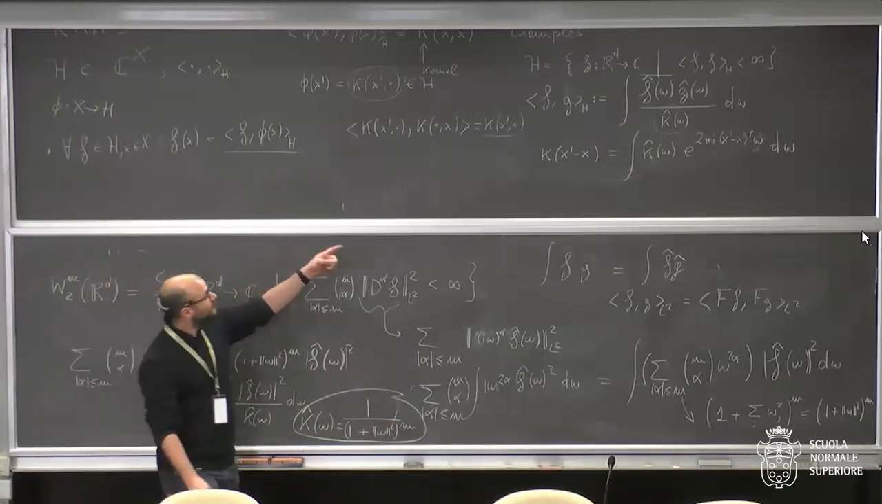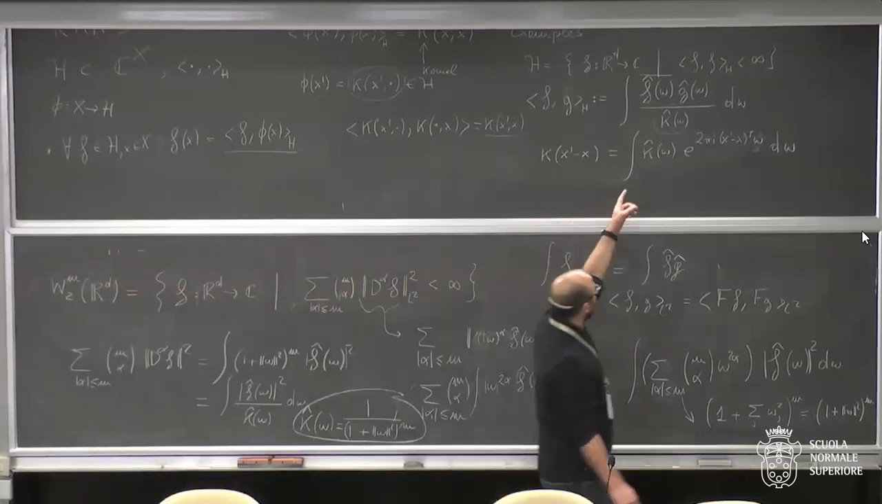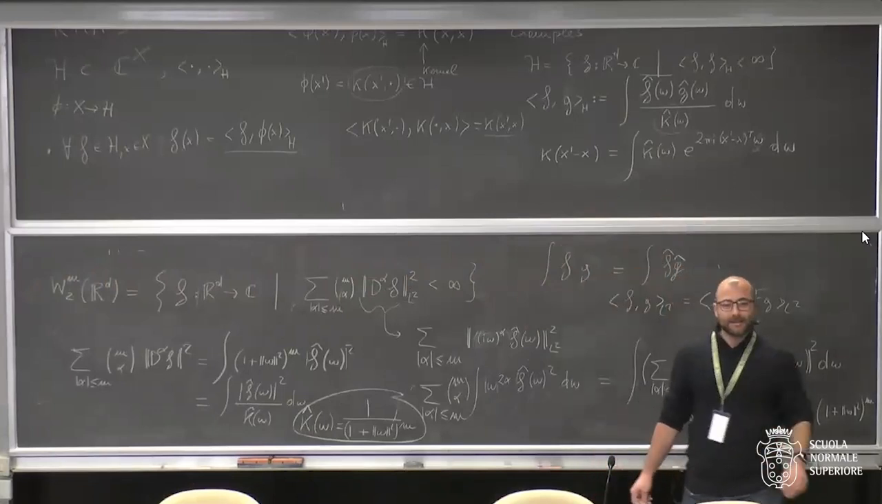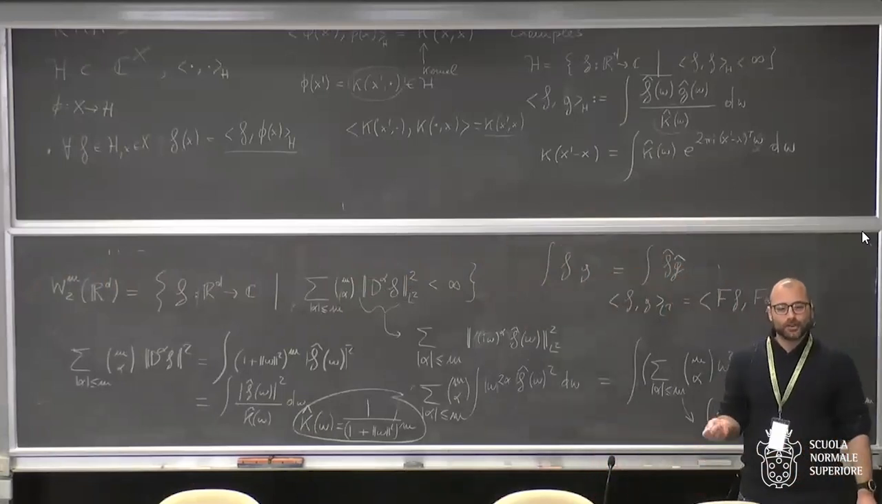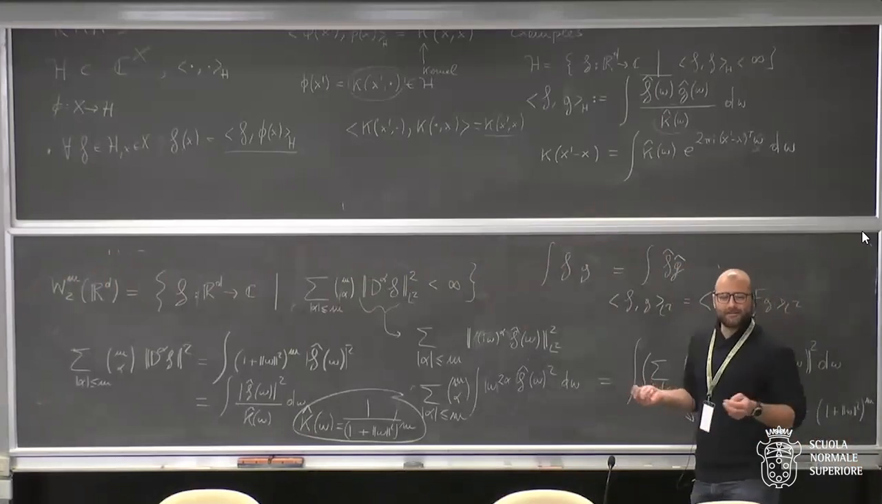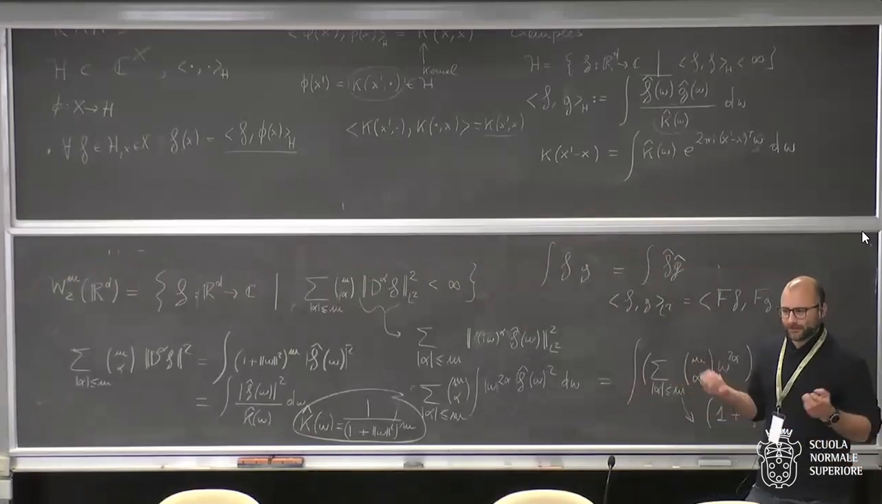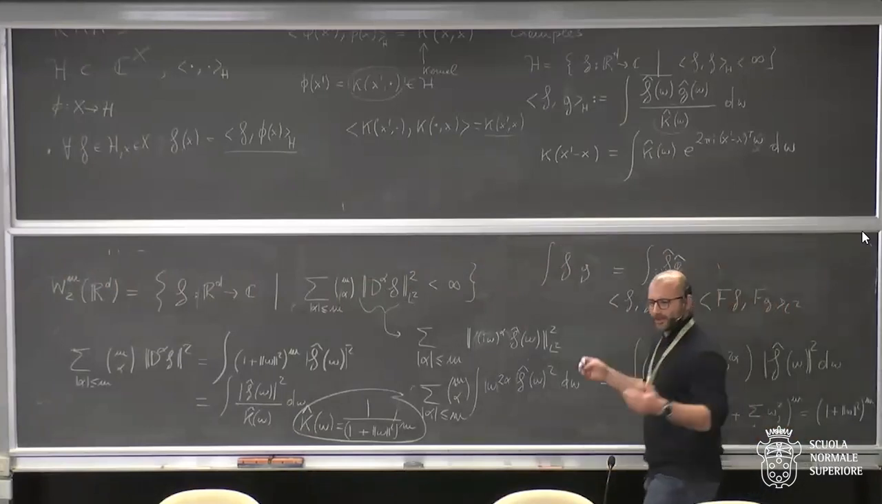So if you want, the kernel there tells you exactly how fast the tails of the Fourier transform should go to zero. That corresponds to controlling the degree of differentiability, so the differentiability properties of your function.